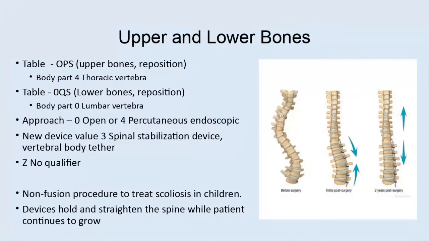The body systems for upper bones and lower bones have changes to the root operation reposition. A new device value, spinal stabilization device for vertebral body tether, was added, and that's here. So what is this? This is a way to treat scoliosis in children without using fusions. A fusion, of course, limits the ability for motion. So what this does, it's devices that hold and straighten the spine while the patient continues to grow.